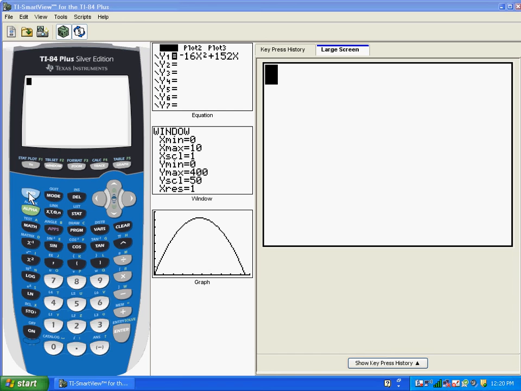This is Mr. Campbell's class, third block. We're going to go ahead and show you how to establish a window with projectile motion.